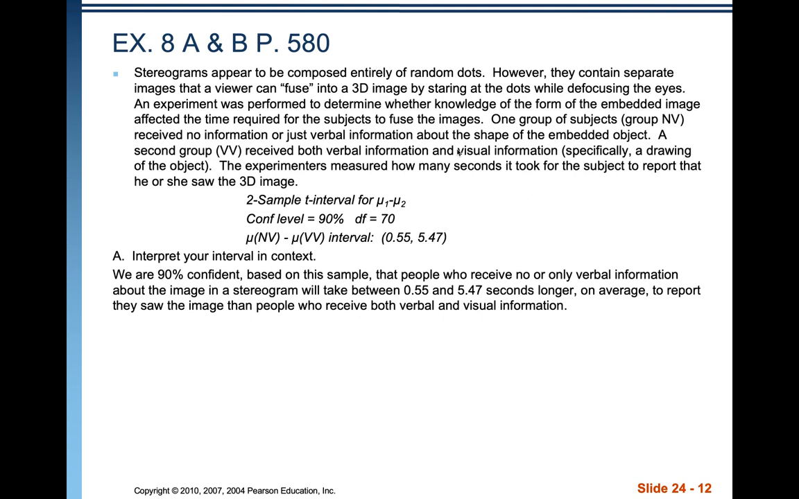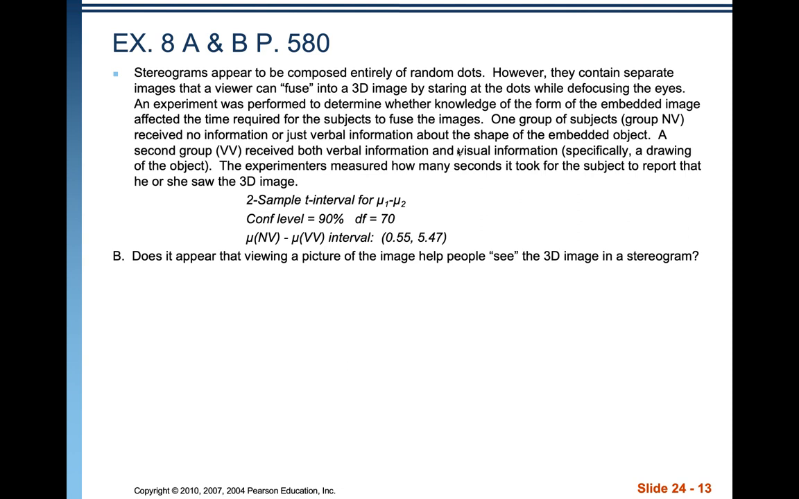We're going to interpret our interval in context. So hopefully by now you know the general pattern for this, but let's look at the phrasing when it's a difference in means and in this particular context. We are 90% confident based on these samples that people who receive no or only verbal information about the image in a stereogram will take between 0.55 and 5.47 seconds longer on average to report they saw the image than people who receive both verbal and visual information.